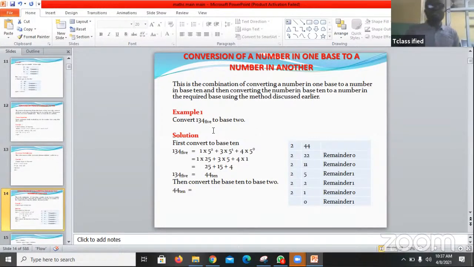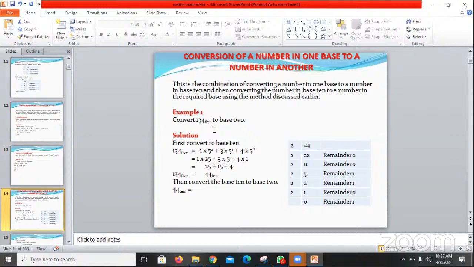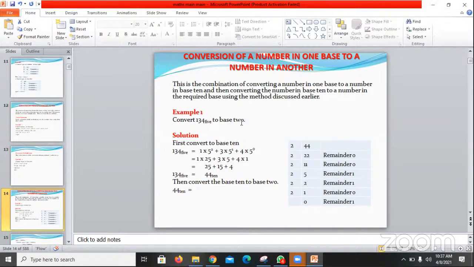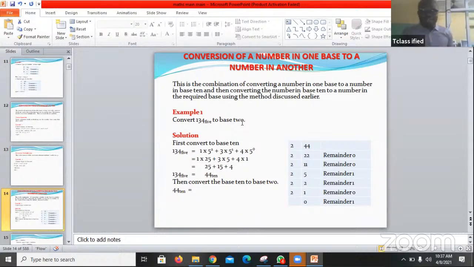So let's say you're told to convert from base 5 to base 2. You already know how to convert from base 5 to base 10, right? Yes, sir. Good. Then you convert that very number you have in base 10 back to base 2. There is no direct method of converting from base 5 to 2. You must convert first from base 5 to 10 and then 10 to 2. Are we clear on that?